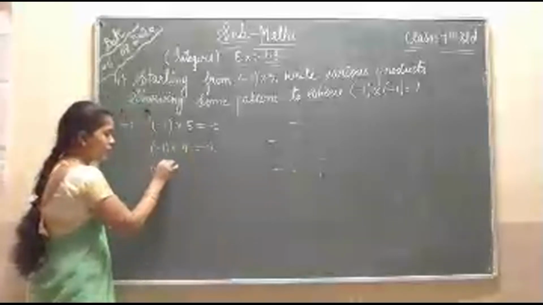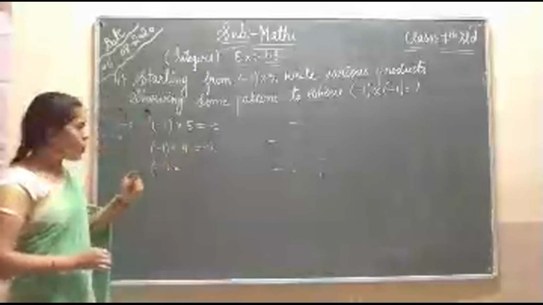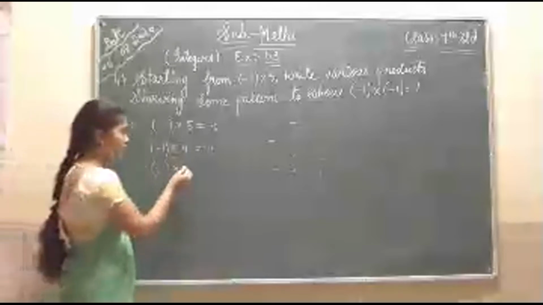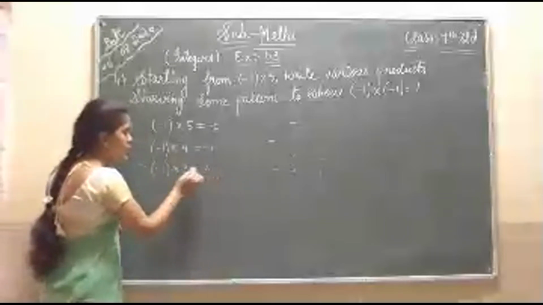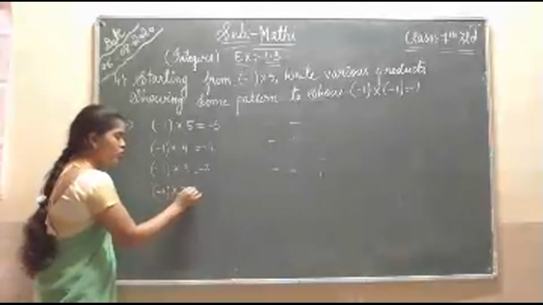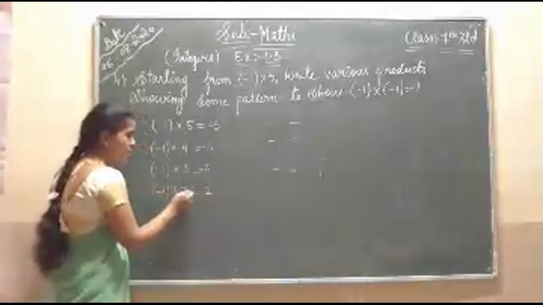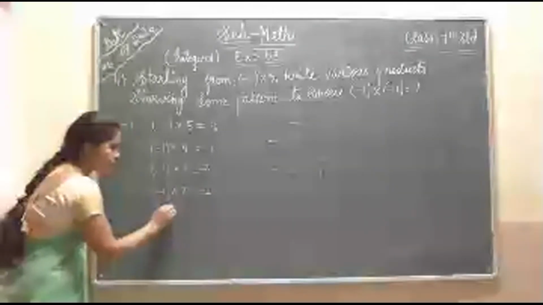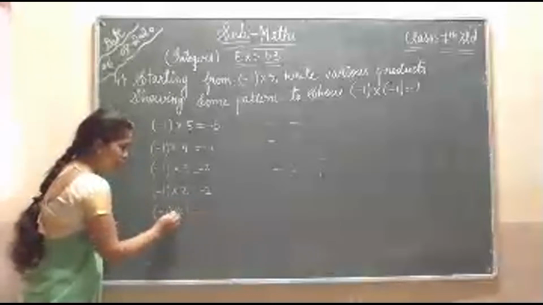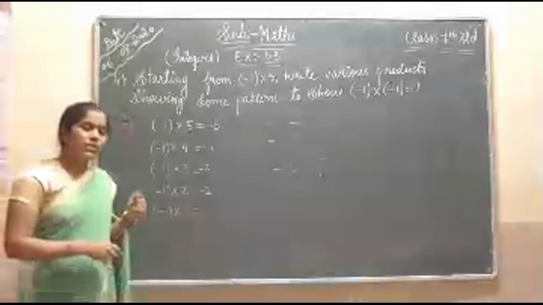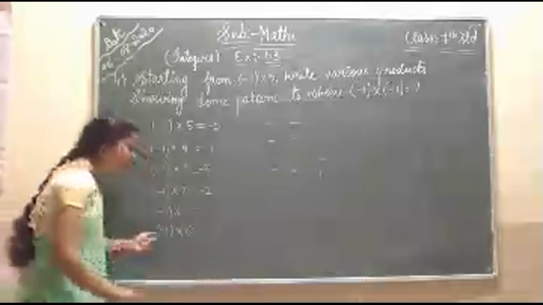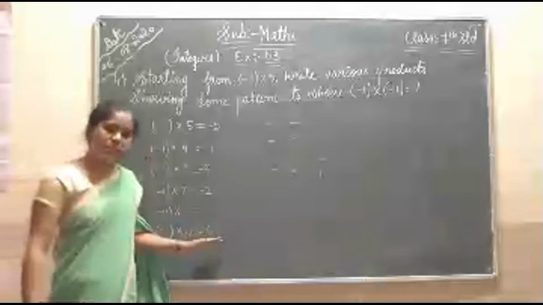Next step, minus 1 into 3, because decreasing order 5, 4, 3, 2, 1 and up to minus 1. 1 3s are 3. Minus into plus, minus. Next step, minus 1 into 2. 1 2s are 2. Minus plus, minus. Next, minus 1 into 1. 1 1s are 1. Minus plus, minus. After this 1, 0. Yes. Minus 1 into 0 equals 0. Multiplied by any number, 0 is always 0.